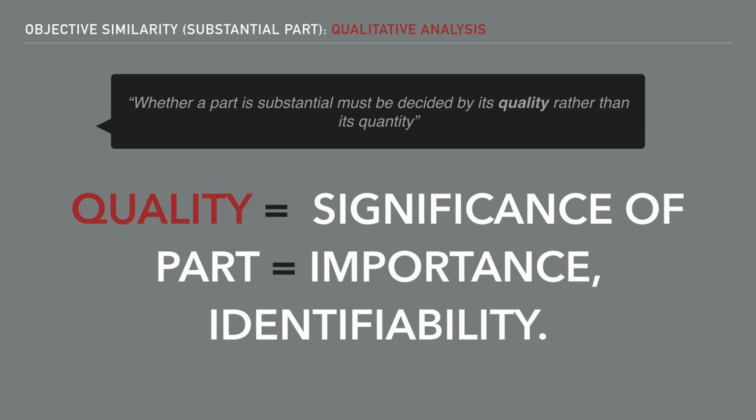Now, you must look at the degree of significance of what is taken and whether the part in question is easily identifiable as coming from the original work. Remember, it is how important the part is to the artistic work and what role it plays. Is the part vital to the work's success?